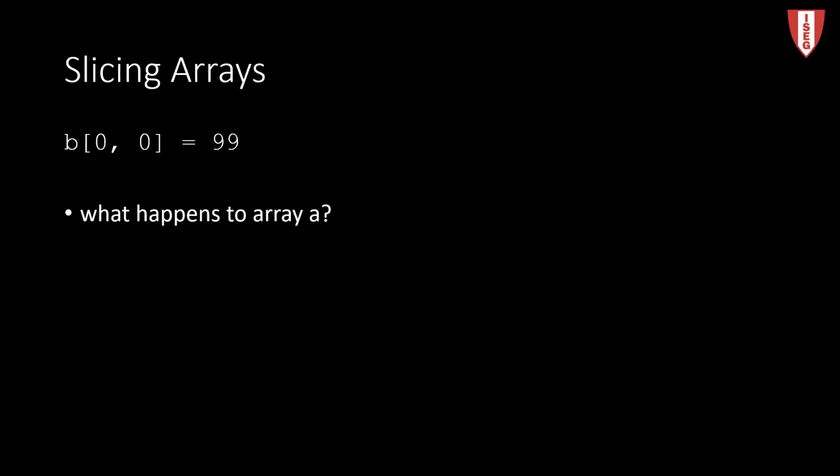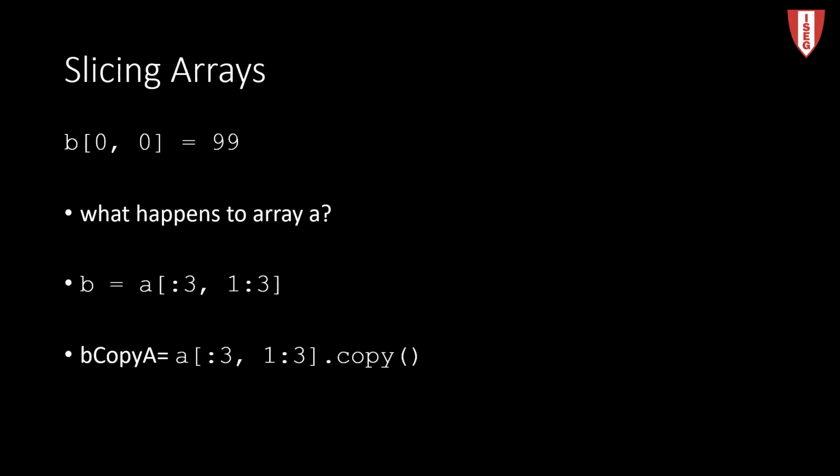By the way, we use the array A to create the array B. Suppose that we change a specific element of array B. What will happen to array A? In fact, the corresponding element will change too. If we don't want to affect the initial array, the solution is this one. We should use the copy method.